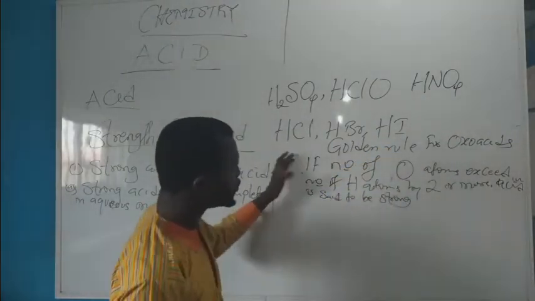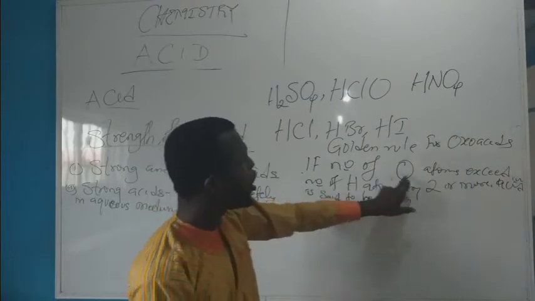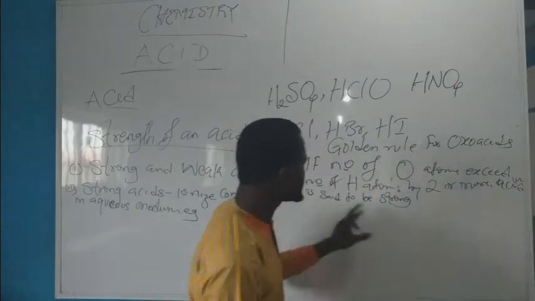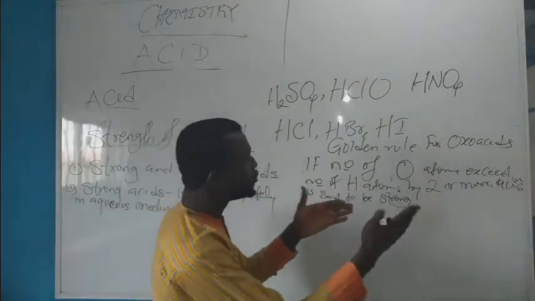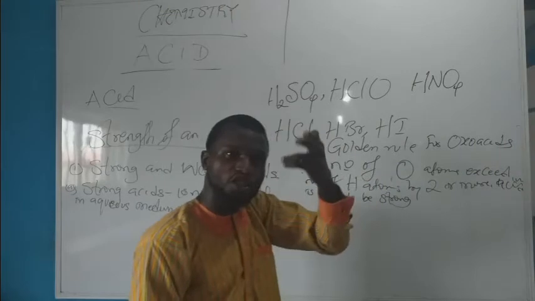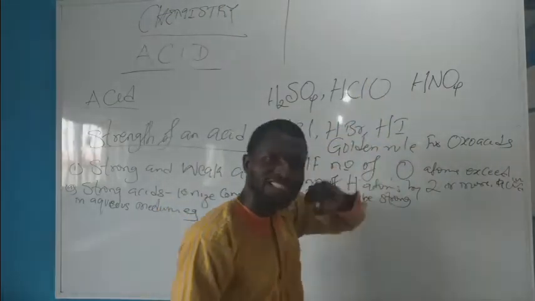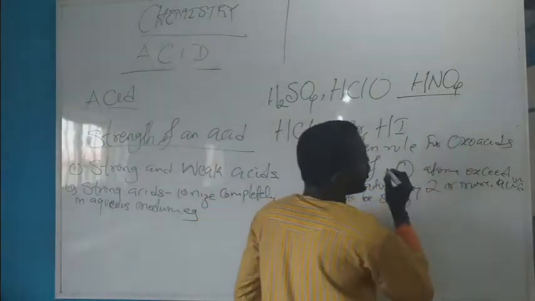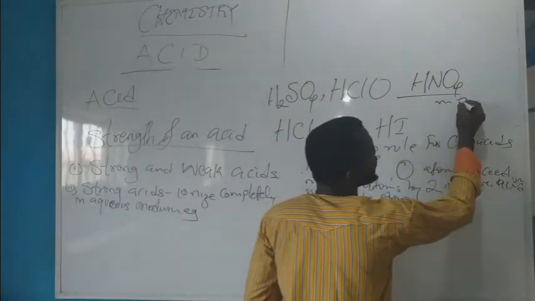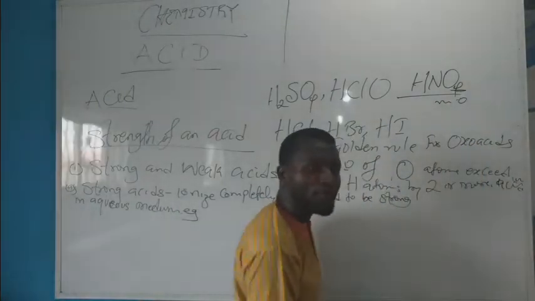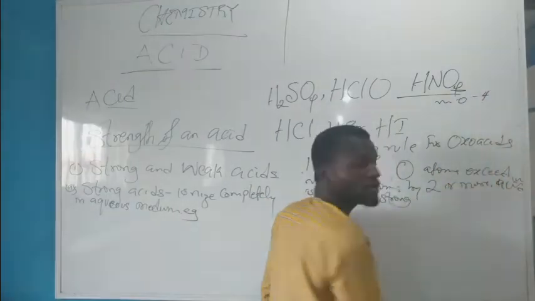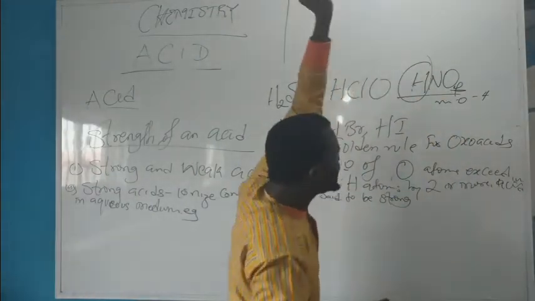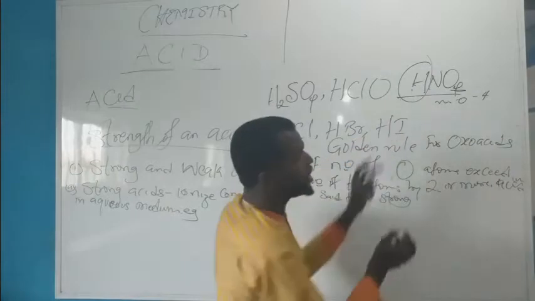Look at this simple rule, which I designed. If the number of O atoms exceeds the number of H atoms by 2 or more, the acid is said to be strong. So with this simple golden rule, you can decide if an oxo acid is strong or not. Let's come back to this strange acid which I delineated on this board. For HNO4, the number of O atoms as evident in the formula is 4. The number of H atoms as reflected in the formula is 1.